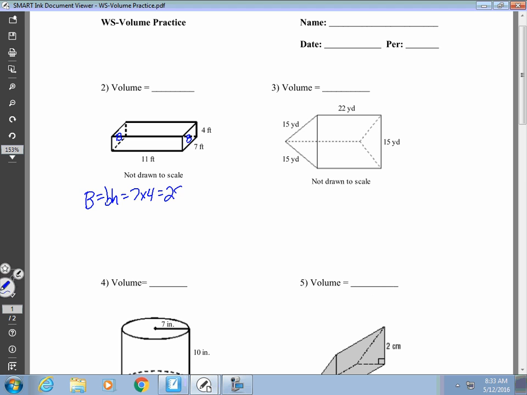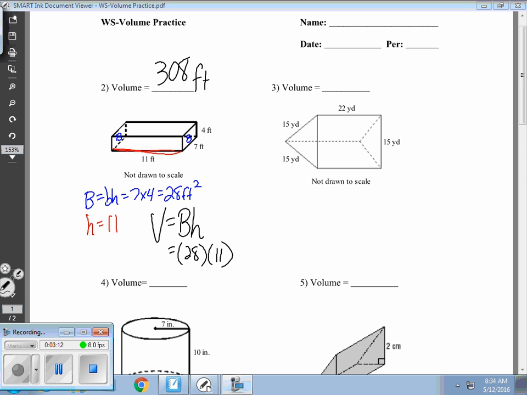7x4. 28. Yep. Then we need the height. Remember, our height is our distance between. All right, we're good. Now we're just going to plug it into the formula. V equals area of the base times the height. I'm going to let you do that.